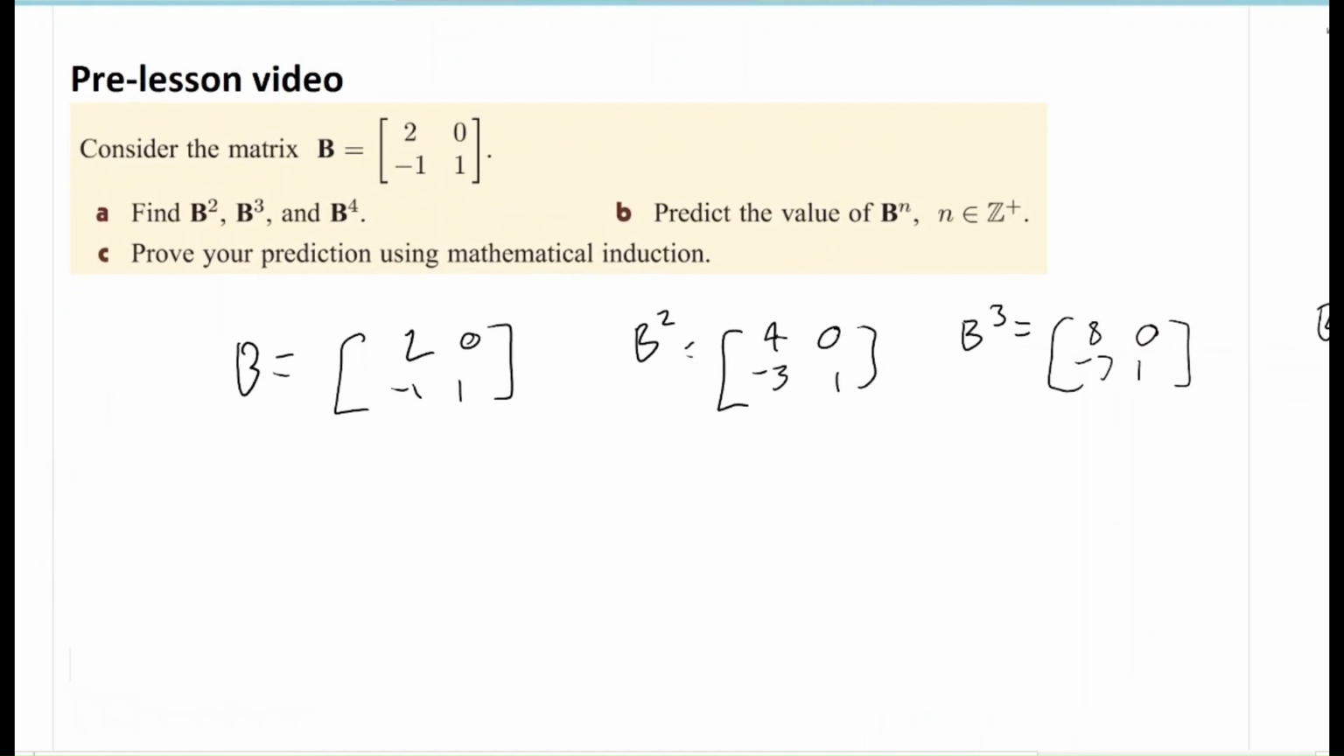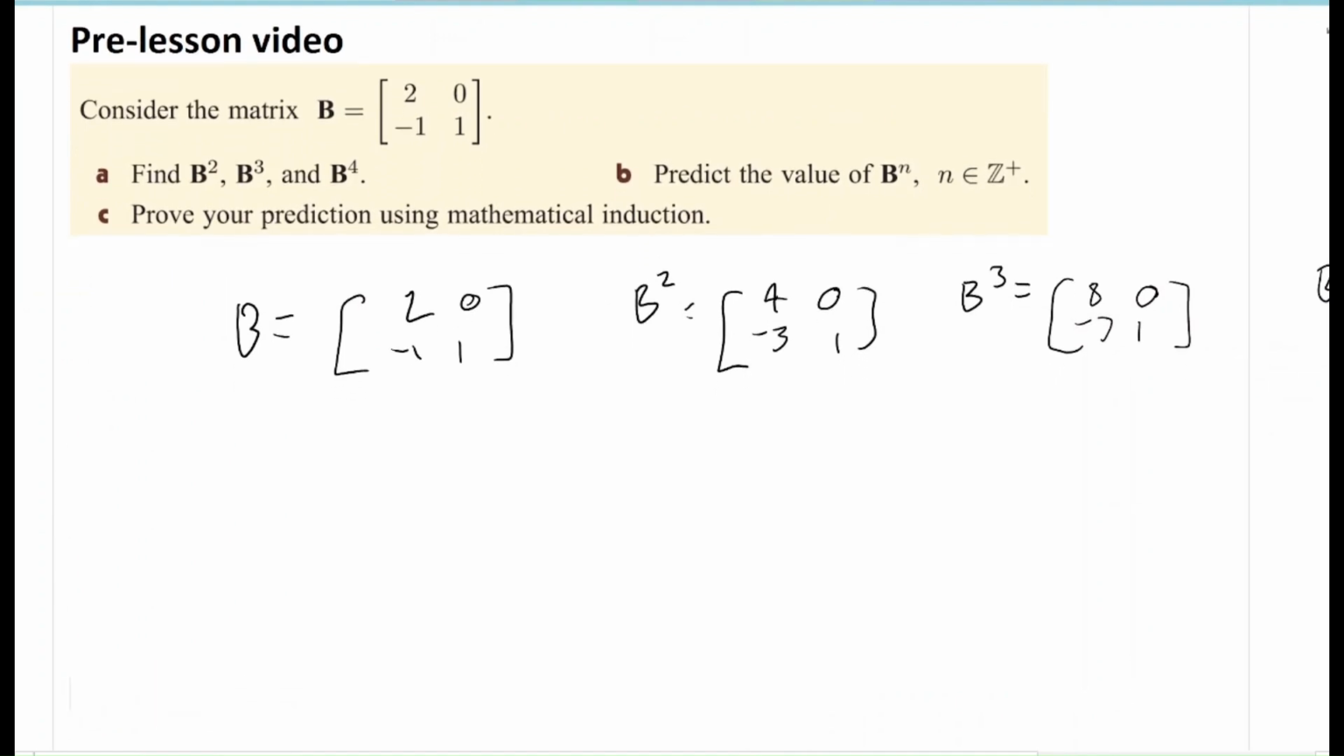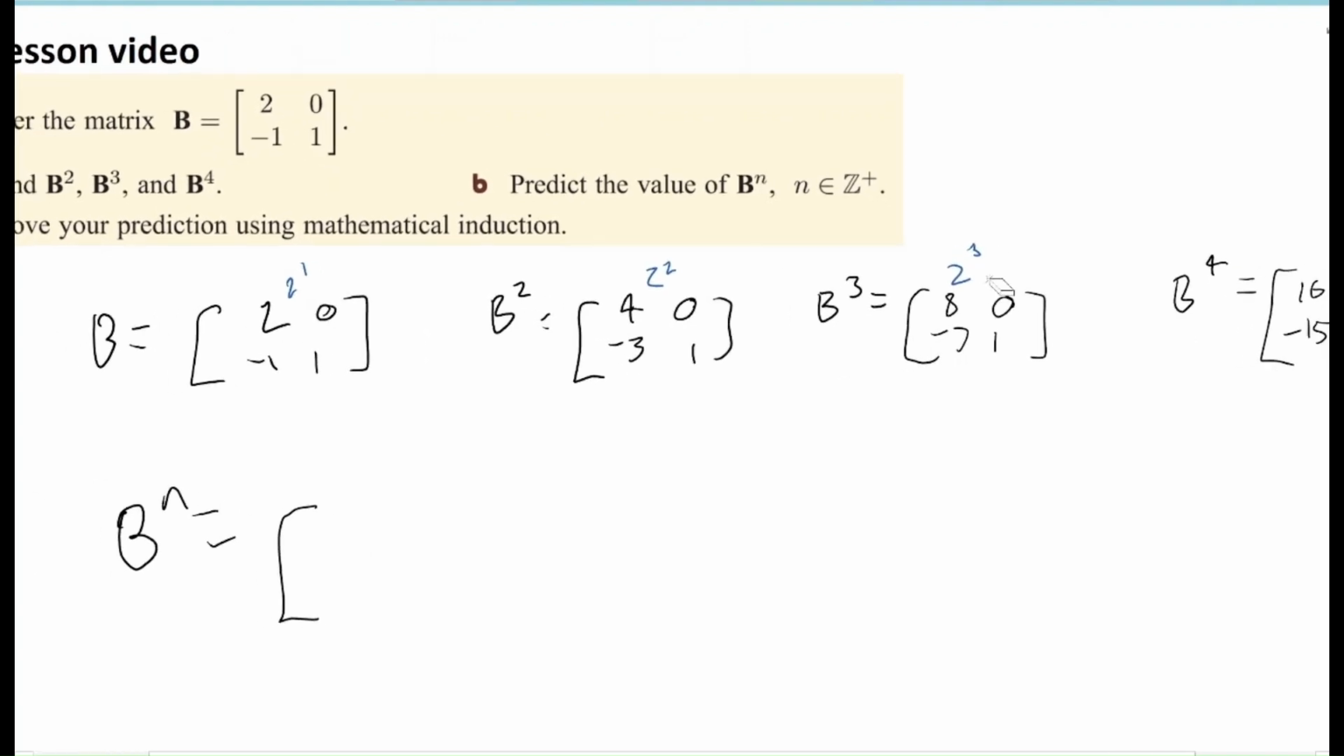All right, so those are all the matrices there, essentially. To predict the value of B^n, if we have a look, what's happening with this top left term? Well, this is 2 to the 1, this is 2 squared, this is 2 cubed, this is 2 to the 4. So it looks like that top left entry is 2 to the n.